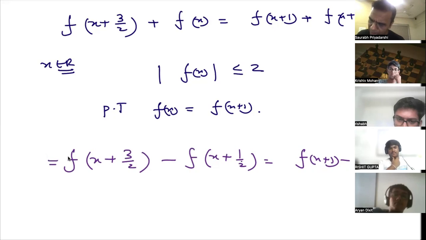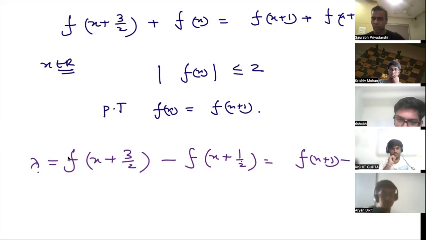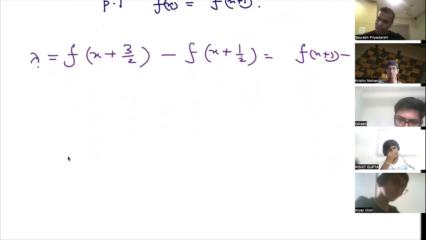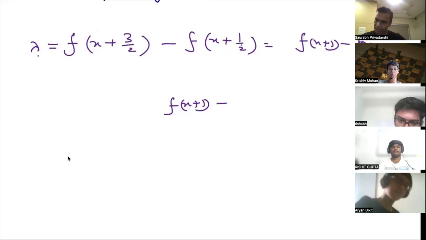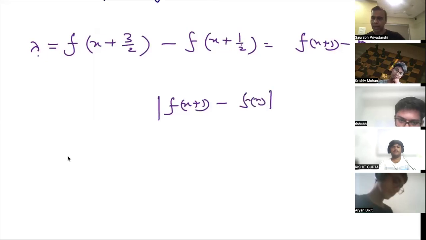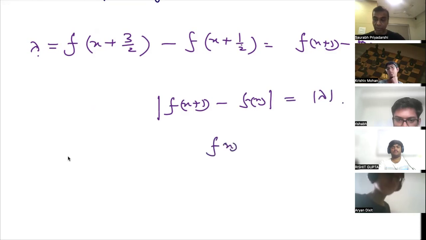So can I say this is always equal to some constant, lambda? For every value this will be equal. So from this I'm assuming that |f(x + 1) - f(x)| is equal to some |lambda|. And it is given that |f(x)| is less than or equal to 2. This is the key point.